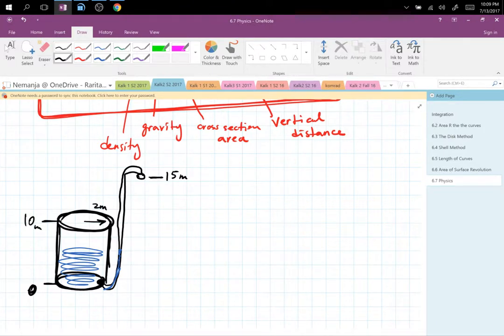So how much work needs to be done to pump out the water? Now, let's say that the level of the water here is at 7 meters. Professor, do you mean to pump the water out of the tank, or pump all the water completely out of the exit pipe? Which is the same thing. Yep.